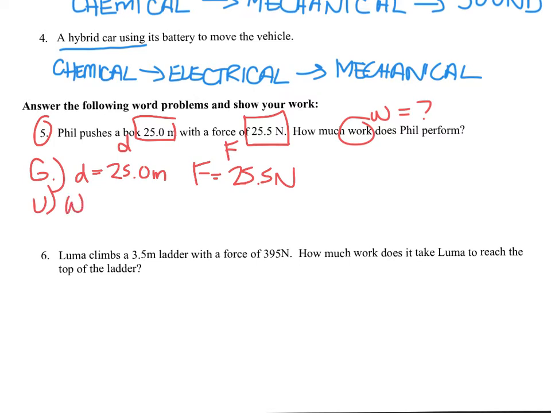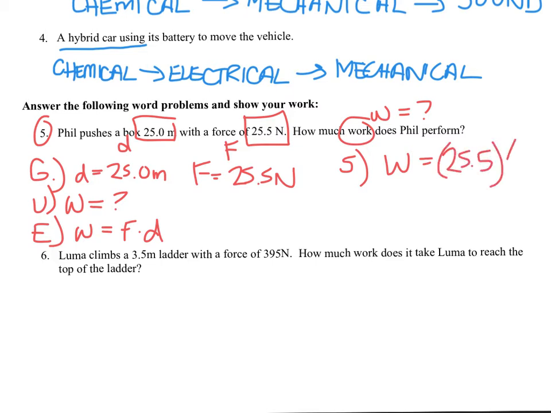Now the U stands for unknown. Unknown means what am I looking for? And in this case, the question's asking for work, so that's what I want. Now, E stands for equation, so I know that work is equal to force times distance, so that's going to be my equation. The S in the word GUESS stands for substitute. So for the work equation, I'm going to substitute in for the force 25.5 newtons. And then for the distance, it's going to be 25 meters. S finally stands for solve.